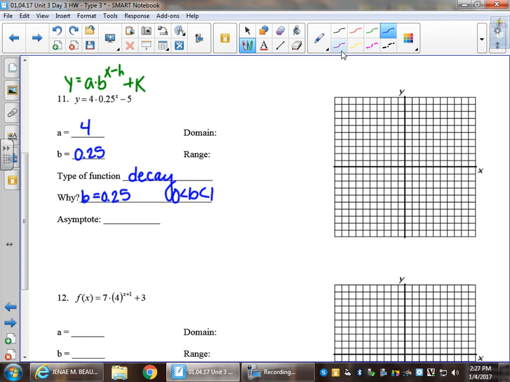My asymptote comes from the value of K. Here, K is -5, so I know the equation of my asymptote is y equals -5. I'm going to sketch first and then decide my domain and range. So I'm going to draw a dotted line, 1, 2, 3, 4, 5, a dotted line at -5. So y equals -5, and that's my asymptote.